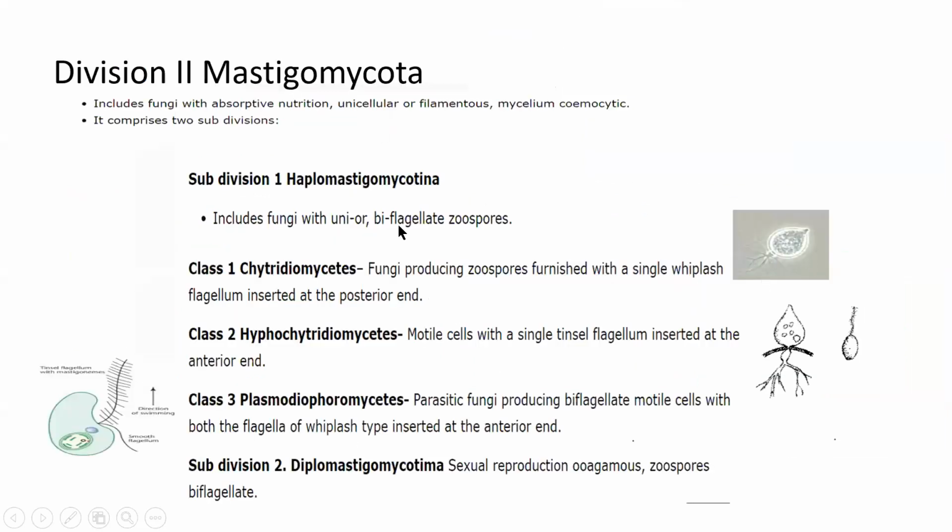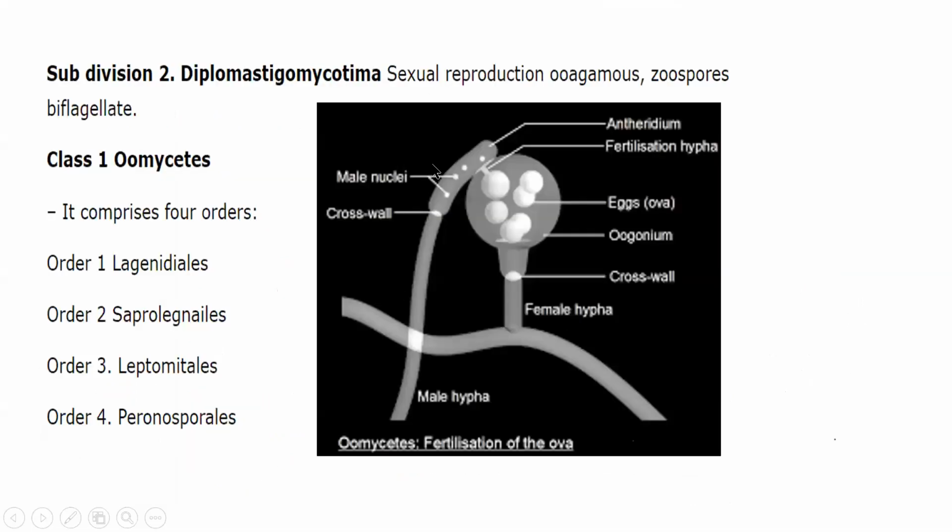In Mastigomycota, we have the criteria of uniflagellate or biflagellate. This is Chytridiomycetes. This is Hypochytridiomycetes. This is the posterior flagella, see here. In the posterior end, uniflagellated, and in the anterior end, Hypochytridiomycetes. In Plasmodiophoromycetes, the spores have two flagella, biflagellated spores. One is whiplash and one is tinsel. Diplomastigomycotina is a subdivision we have seen.